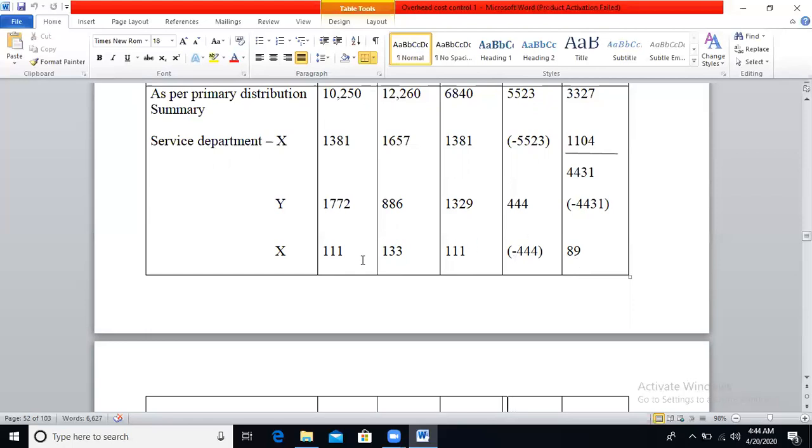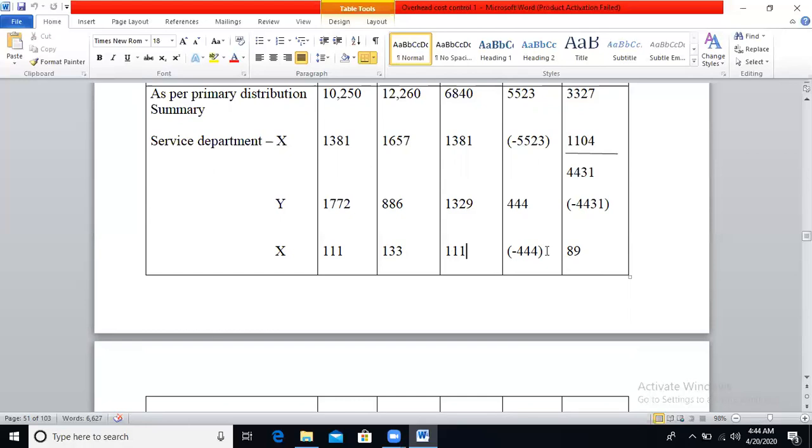Now calculate for department A. 444 into 25%. If you calculate it, you will get 111. And for department B, 444 into 30%. If you calculate it, you will get 133.2. So consider the rounded figure 133. And if you calculate it for department C, 444 into 25%, you will get 111.